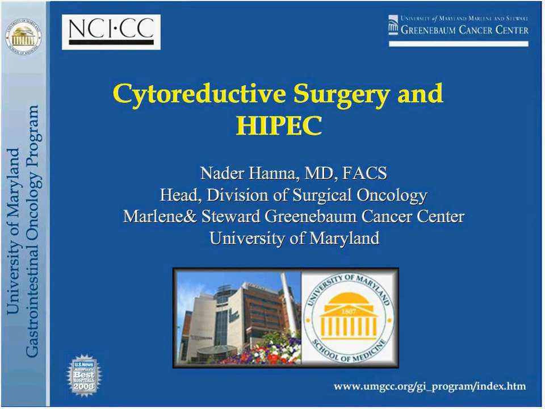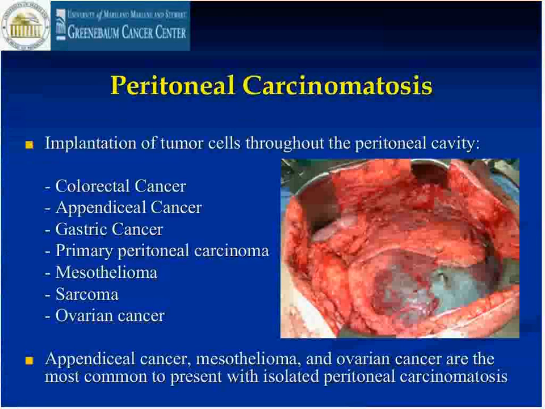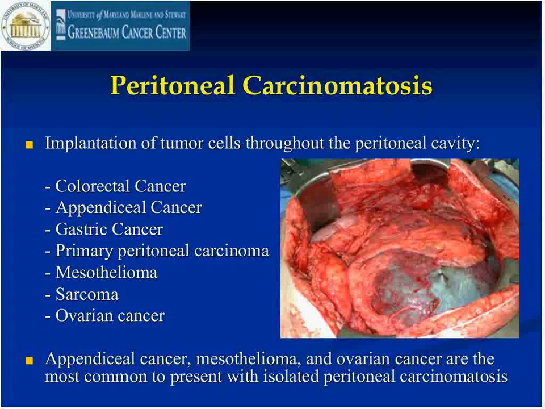Welcome to the presentation. We're talking today about cytoreductive surgery and hyperthermic intraperitoneal chemotherapy. This is really a procedure that's reserved for a clinical condition called peritoneal carcinomatosis, which really means there's implantation of tumor cells throughout the peritoneal cavity.